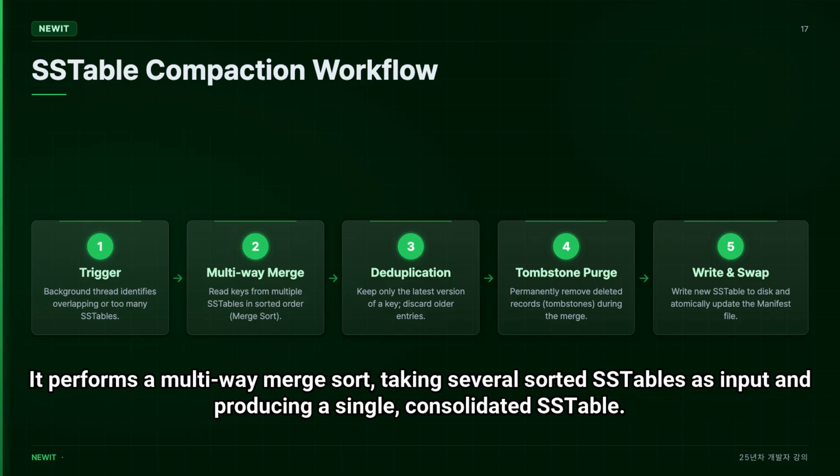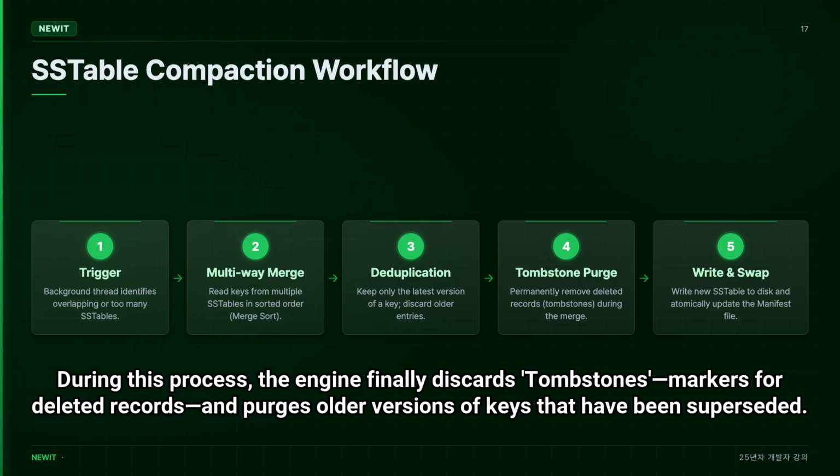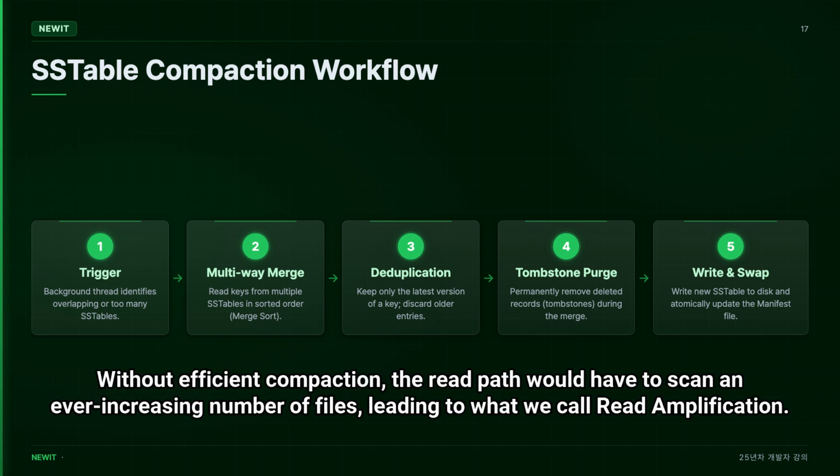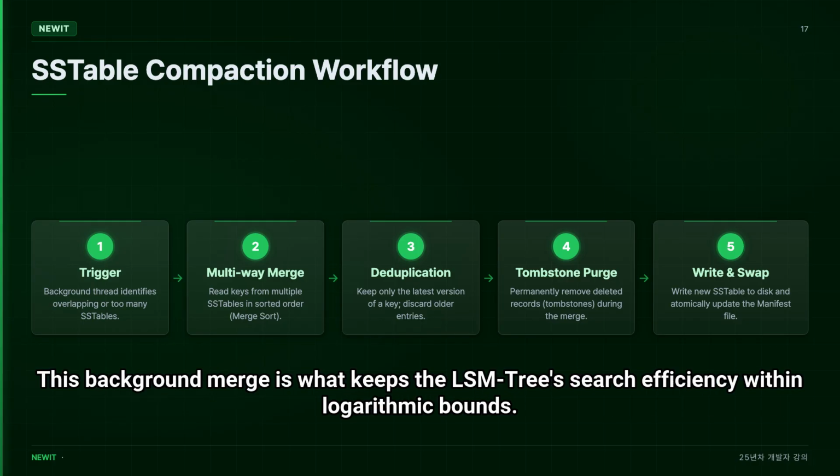It performs a multi-way merge sort, taking several sorted SSTables as input and producing a single, consolidated SSTable. During this process, the engine finally discards tombstones, markers for deleted records, and purges older versions of keys that have been superseded. Without efficient compaction, the read path would have to scan an ever-increasing number of files, leading to what we call read amplification. This background merge is what keeps the LSM tree's search efficiency within logarithmic bounds.